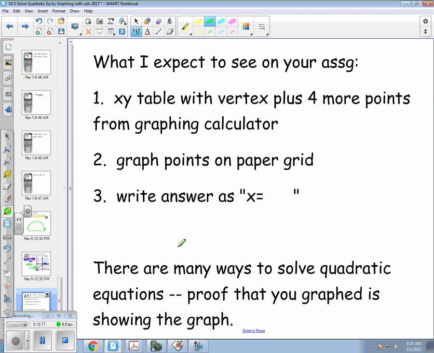What I expect to see on your assignment is an XY table with a vertex plus 4 more points from your graphing calculator. Graph those points on your paper grid and then write your answer as x equals whatever your x-intercepts are. If there is no x-intercept, because it doesn't touch the x-axis, you would write no solution. There are many ways to solve quadratic equations. Proof that you graphed is actually showing the graph.